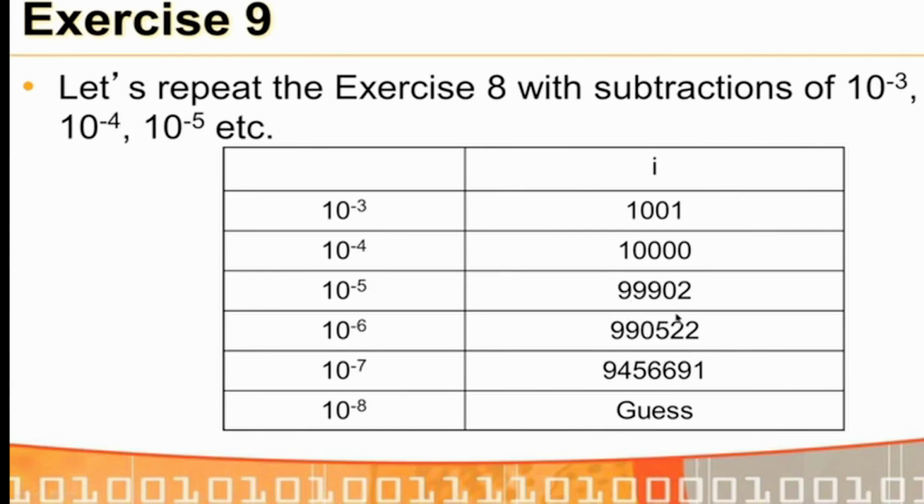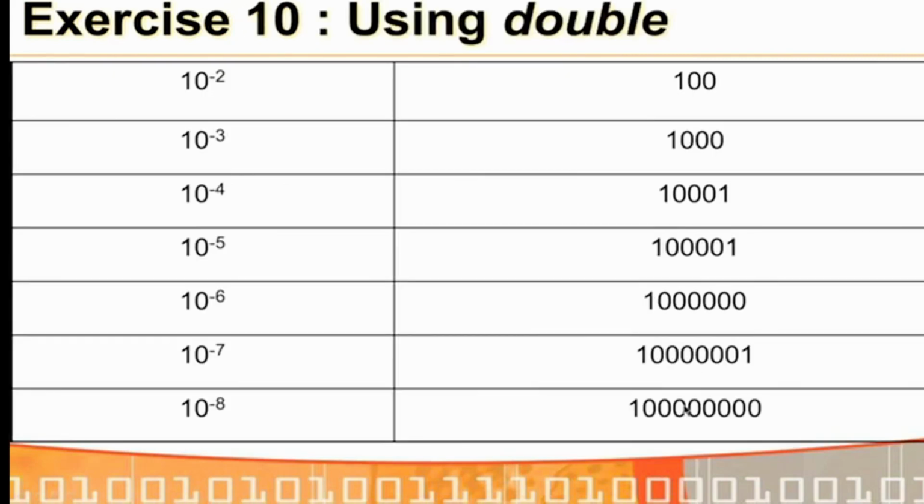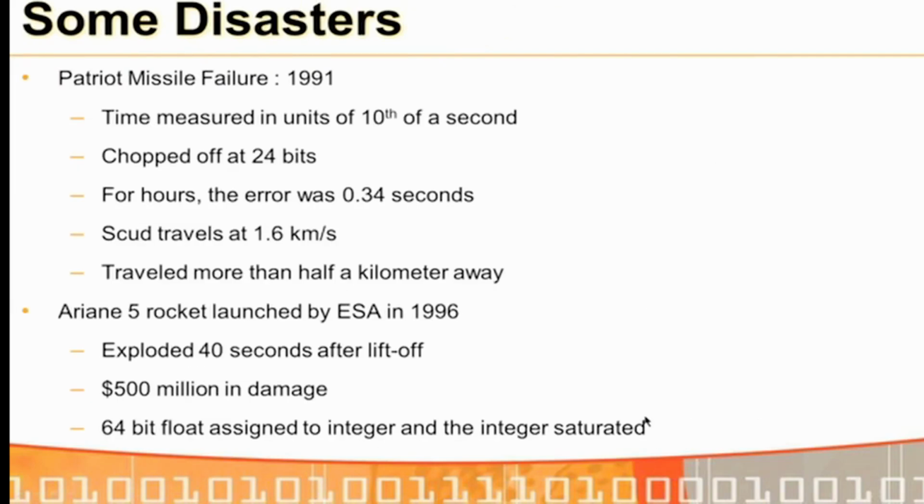Very quickly it becomes 0. This is less than a million here, 10 million. With 10 power minus 8, what would it be? It will be an infinite loop with single precision. Using double precision, now I get much closer to this.